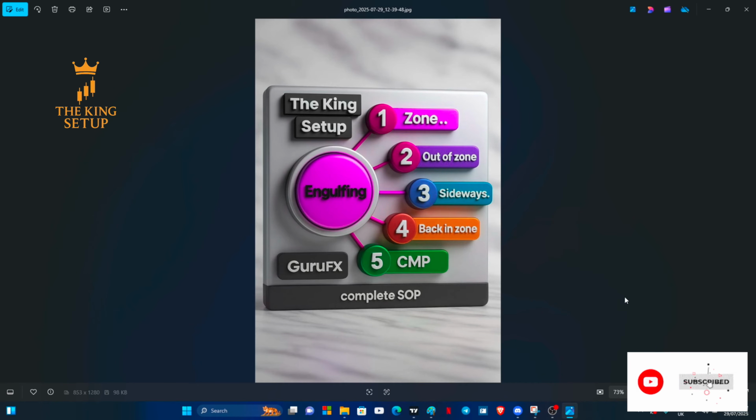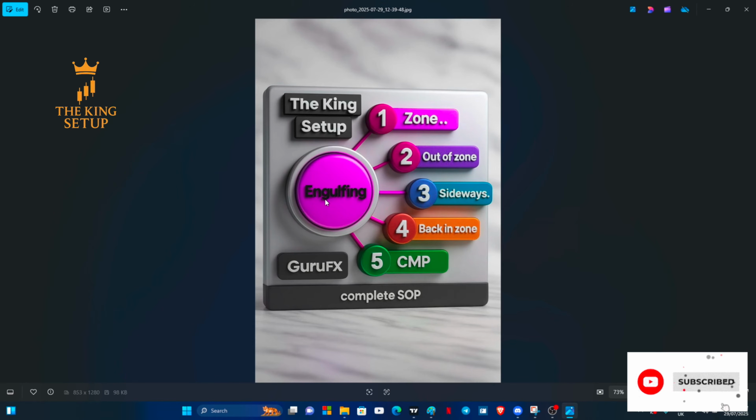Hello traders, once again this is the King setup, and this picture you see here is the King setup complete SOP, standard operating procedure. I want to show you how you can use this procedure to take an entry. I will be showing you step by step how you can use this complete SOP to take any trade you want to trade. So number one is having an engulfing zone. As always, we use the engulfing strategy.